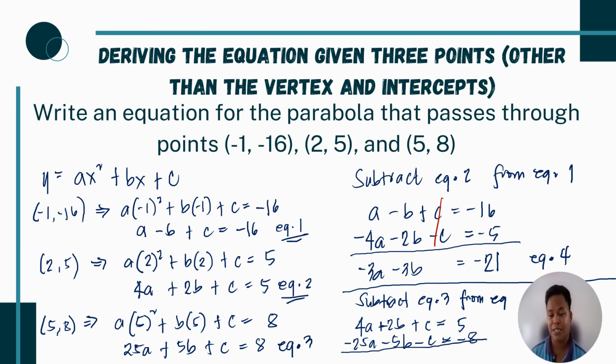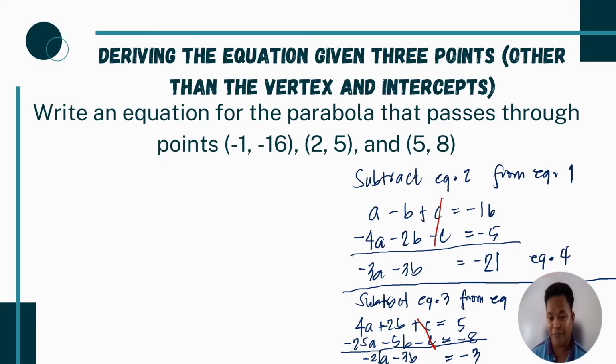Then, the difference is equal to 4 minus 25 is -21a. 2b minus 5b is -3b, since they have unlike signs. And we're going to eliminate c and equate to -3, since 5 minus 8 is -3.